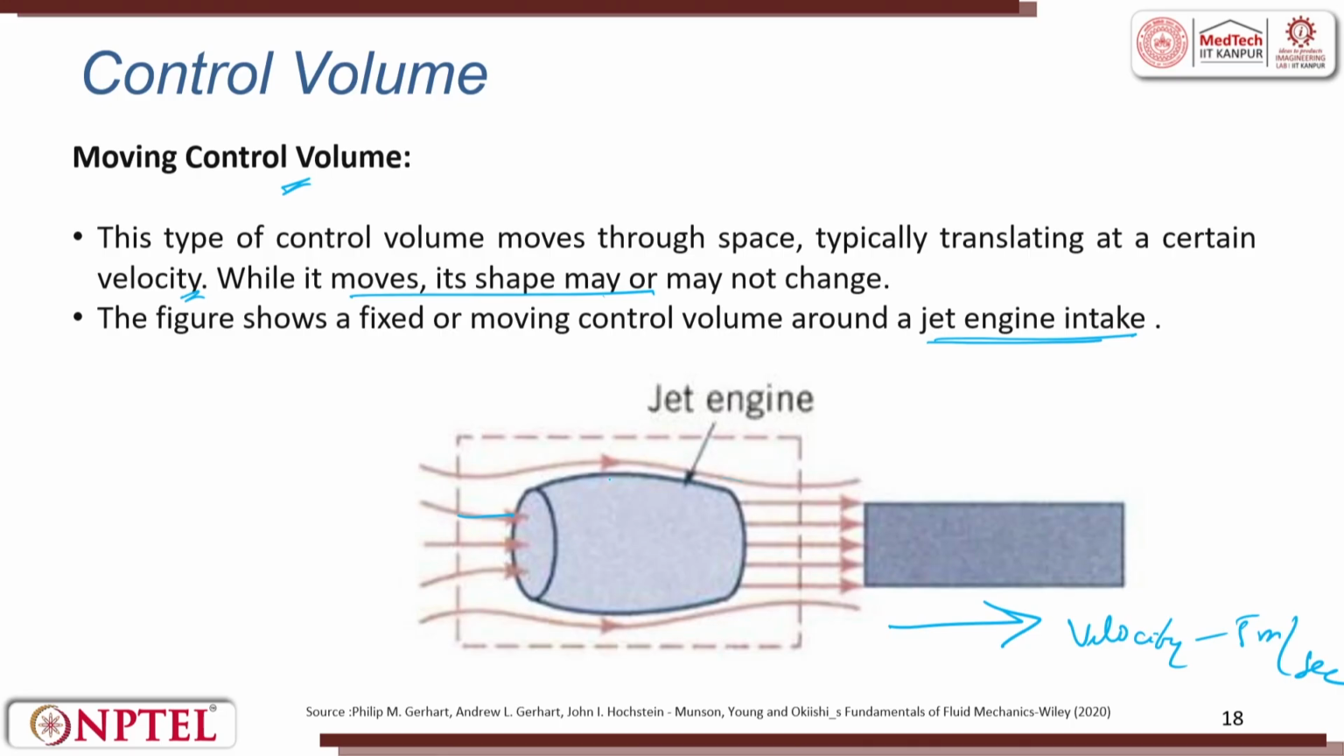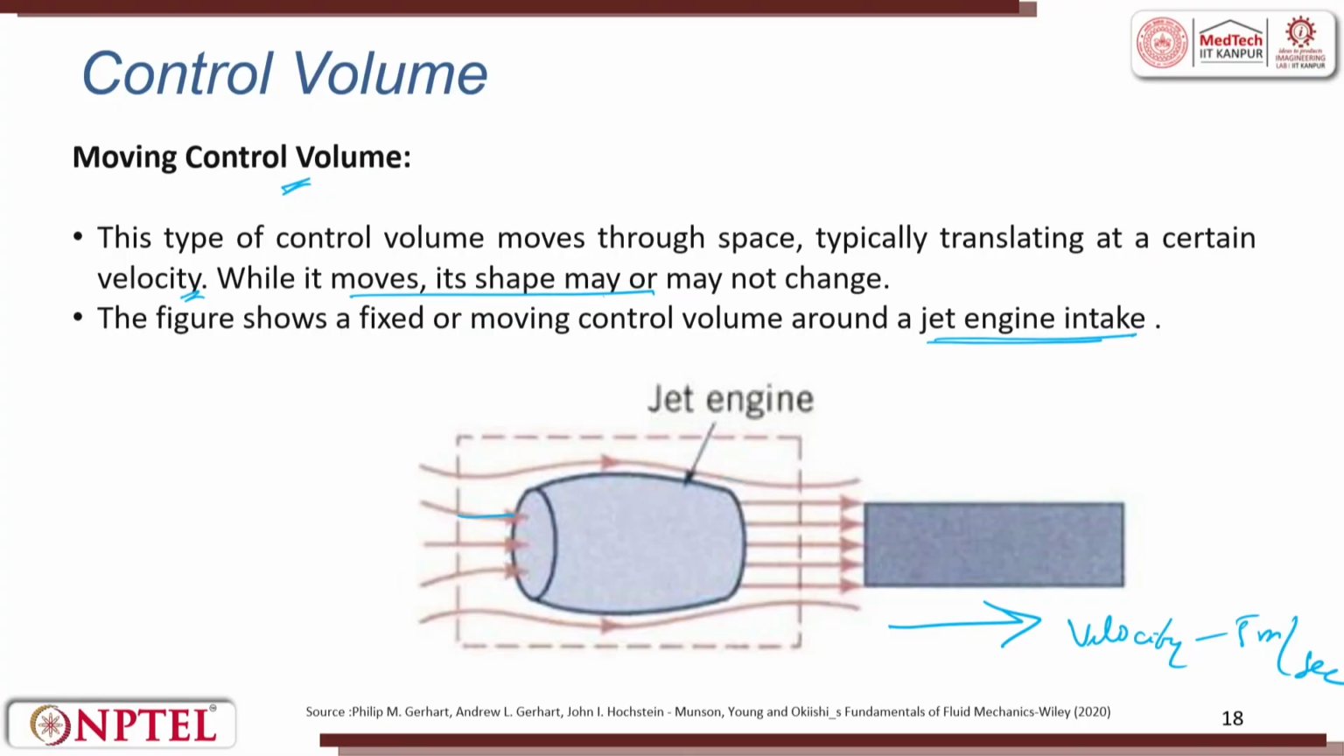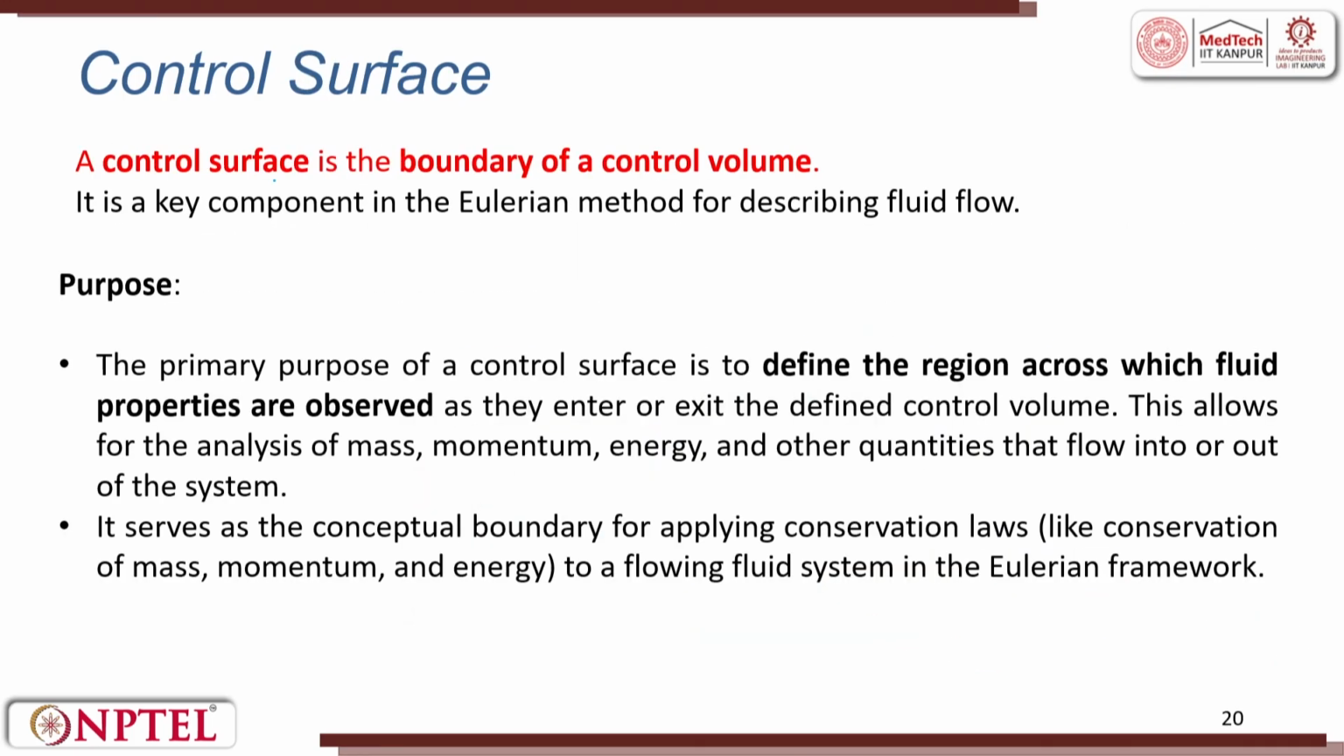When we are trying to talk about a cricket match, a swing coming, or when we are trying to talk about a football kick, a rainbow kick, all these things show the moving control volume around the ball. So, a control surface is the boundary of a control volume. It is a key concept in the Eulerian method for describing fluid flow. The purpose of this control surface is to define the region around which the fluid properties are observed.